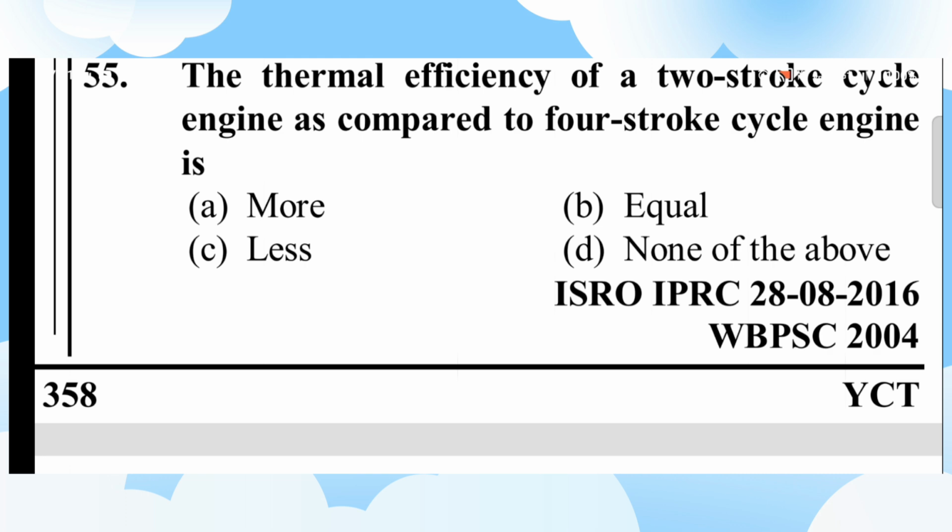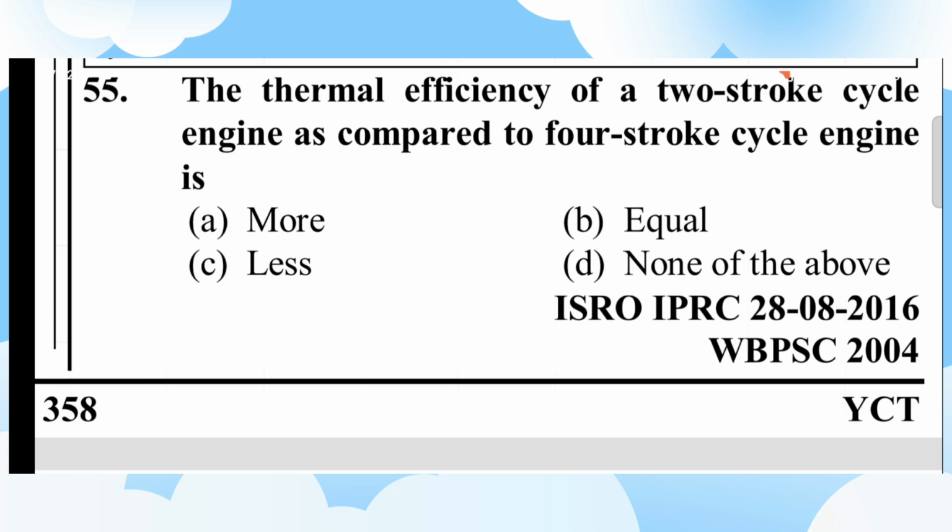Question number 55. The thermal efficiency of a two-stroke cycle engine as compared to the four-stroke cycle engine is: A. more, B. equal, C. less, D. none of these. Less, because in the two-stroke cycle there are fuel losses due to scavenging.